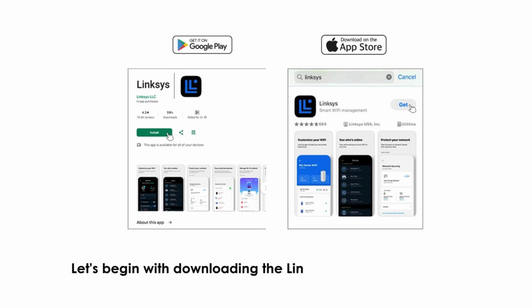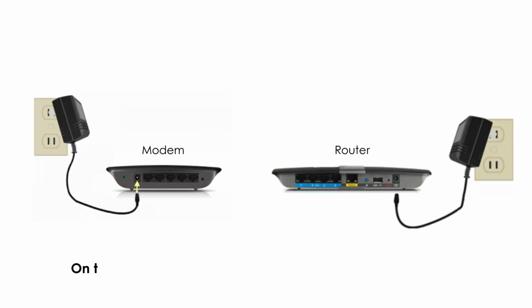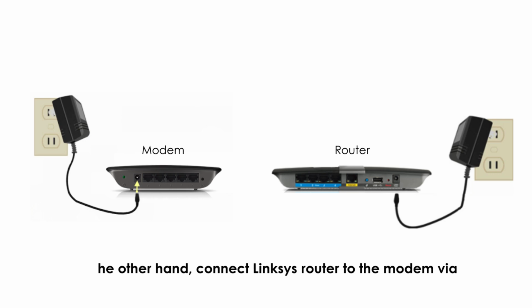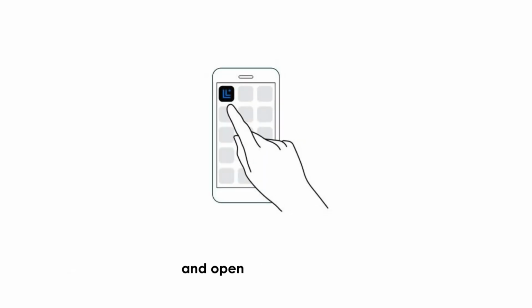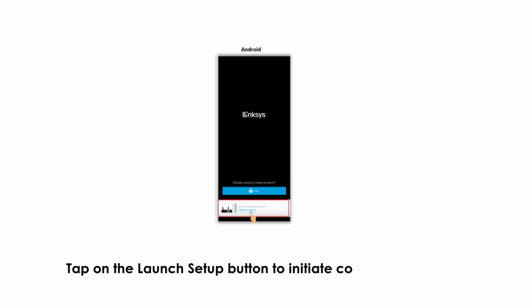Let's begin with downloading the Linksys app in your mobile phone from Google Play Store or App Store. On the other hand, connect Linksys router to the modem via Ethernet cable and power it on. Now, connect your phone to the Linksys router's Wi-Fi network and open the Linksys app. Tap on the Launch Setup button to initiate configuration of the Linksys router.